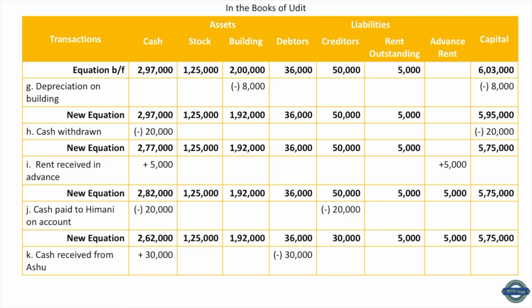Cash received from Ashu. Ashu owed us money for rupees 36,000. However, he has only paid us rupees 30,000. So we will add cash for rupees 30,000, and since he owes us 36,000, however he has paid only 30,000, he still owes us money, so we will deduct rupees 30,000 against whatever he has paid.